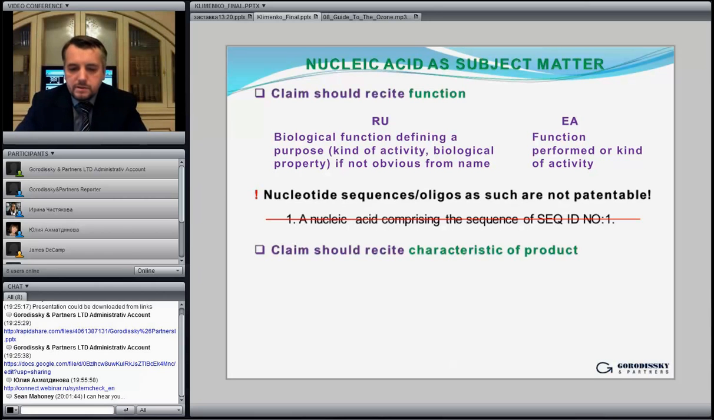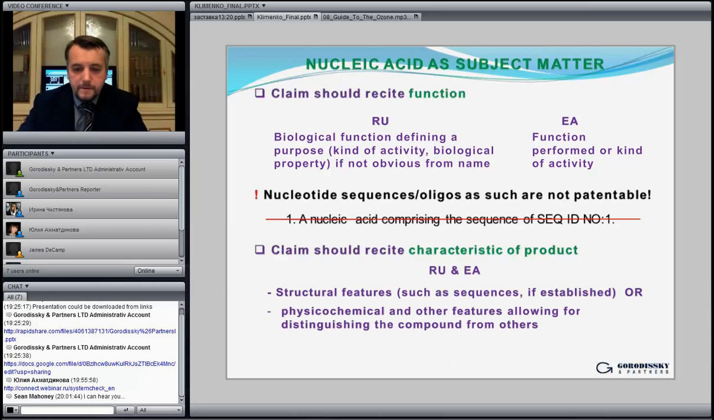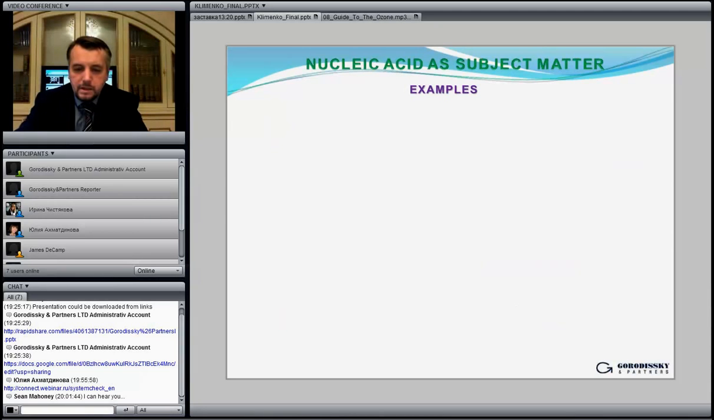And the other requirement is that the claim should recite characteristics of this product, which allow for both distinguishing it from others and actually characterizing it. In Russia and Eurasia, they distinguish between the situation where you do know the structure, like sequence. In that case, you list sequence and structural features, or you do not know. Then you have to recite physical, chemical, and other features that allow for distinguishing your compound from others. I'll illustrate this method throughout the talk. Examples.